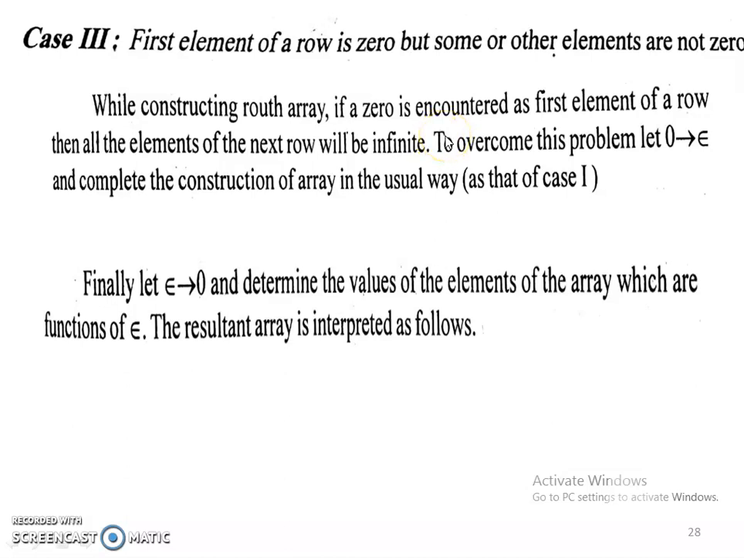So to overcome this problem, we can take that 0 as epsilon and keep the construction of the array in the usual way. Finally, let epsilon tend to 0 and determine the values of the elements of the array, which are functions of epsilon. The resultant array is interpreted as follows.